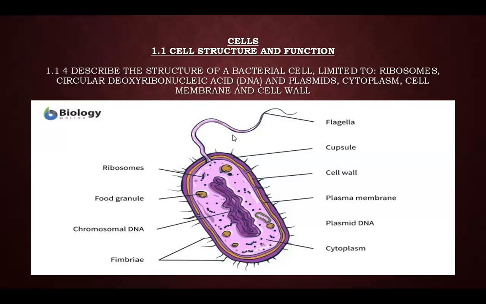The shape of the cell might also differ. Bacteria have multiple different shapes: they can be round, cylindrical, or spiral, and they could be comma-shaped structures. We use the term vibrio for them.